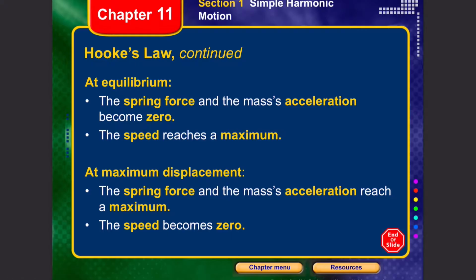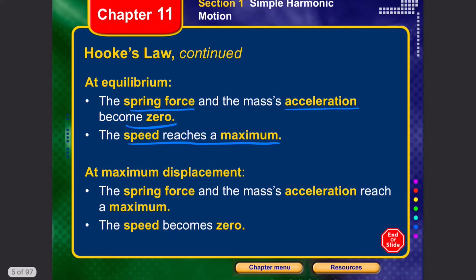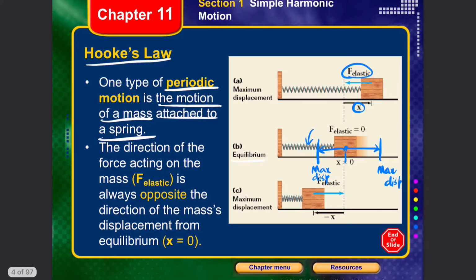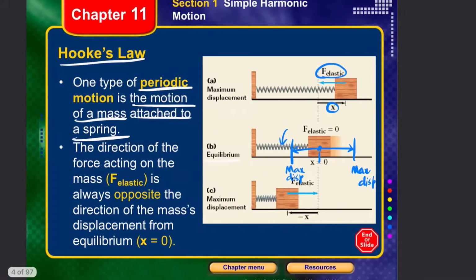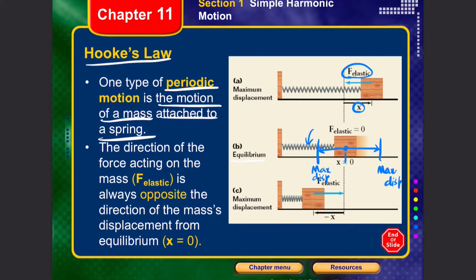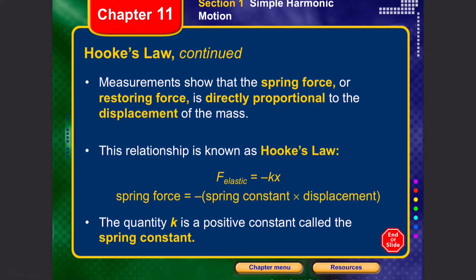Hooke's law basically says that at equilibrium the spring force and the mass acceleration become zero, so the speed reaches its maximum. At this equilibrium position there is maximum speed with no displacement and zero acceleration. Now at maximum displacement, the spring force and the mass's acceleration are at a maximum but the speed becomes zero. Notice that the speed continuously reduces slowly until it becomes zero, and then comes back to its original value again at the equilibrium position. So this is the idea behind Hooke's law.